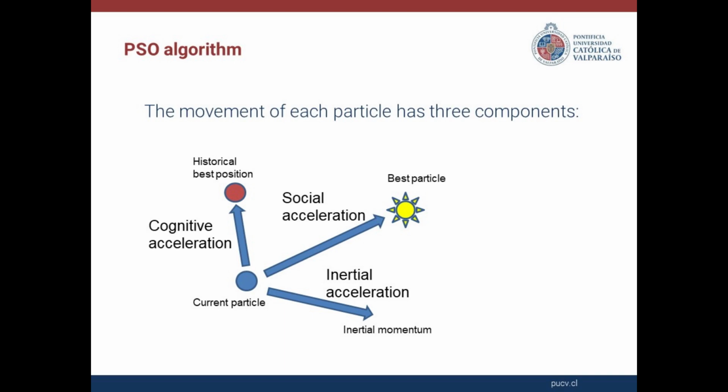Each of these components are controlled by three parameters known as the acceleration coefficients C1 and C2, which indicate the confidence each particle has in its own path and the neighbors, and the inertial weight omega, which indicates the amount by which the previous velocity of the particles affects its motion.